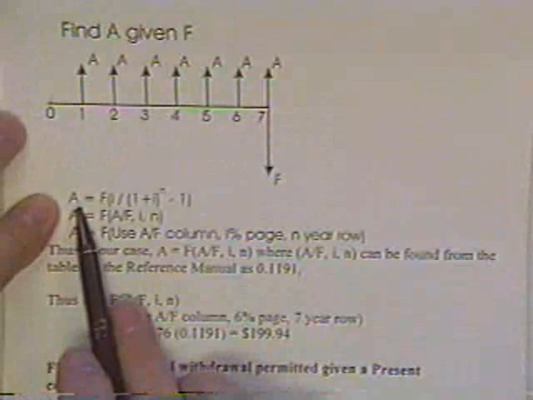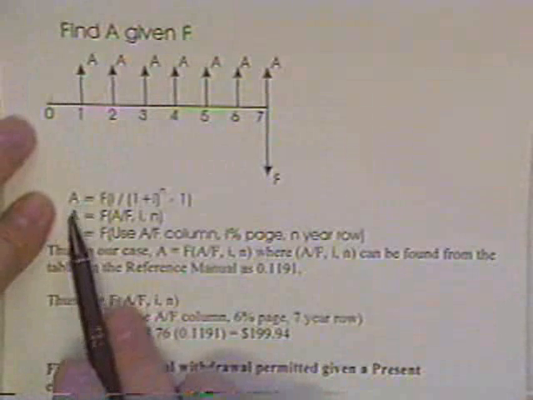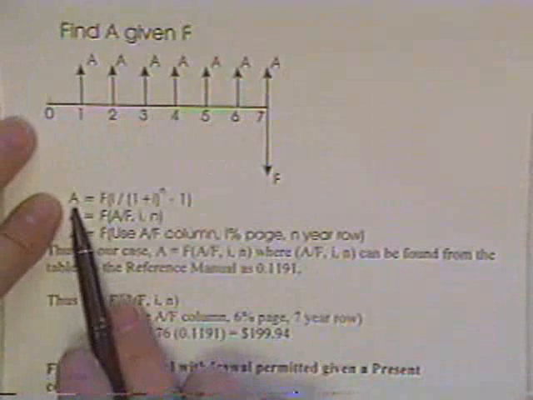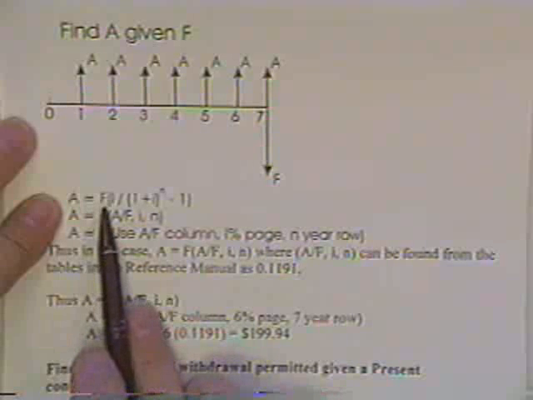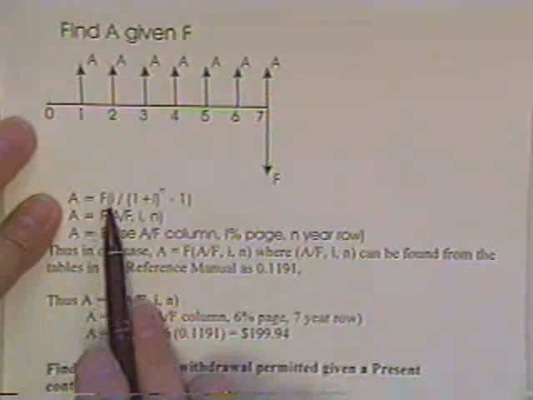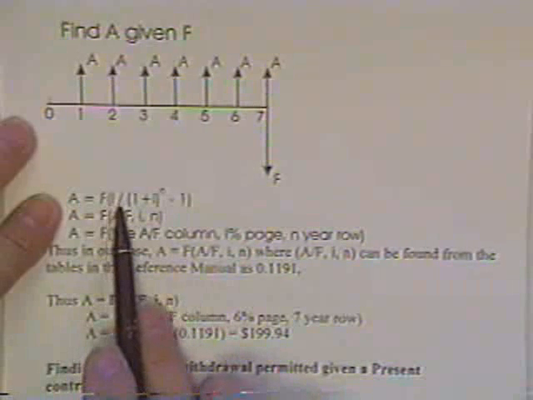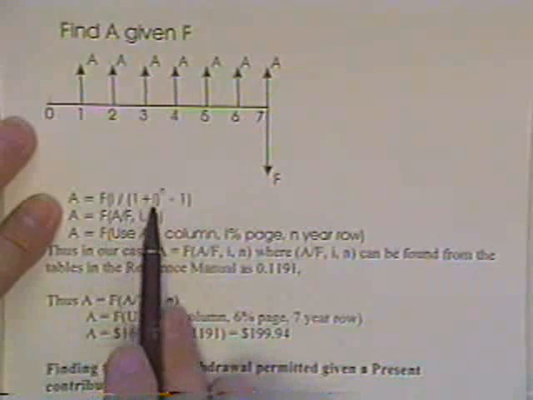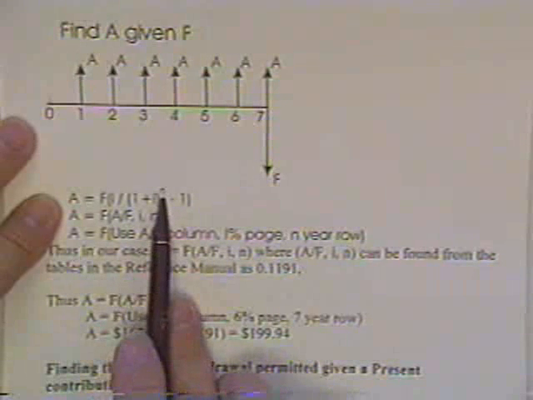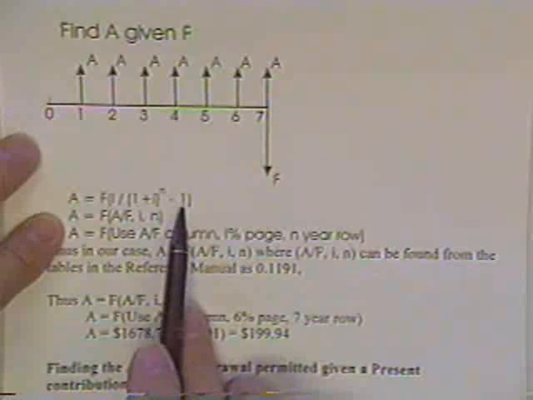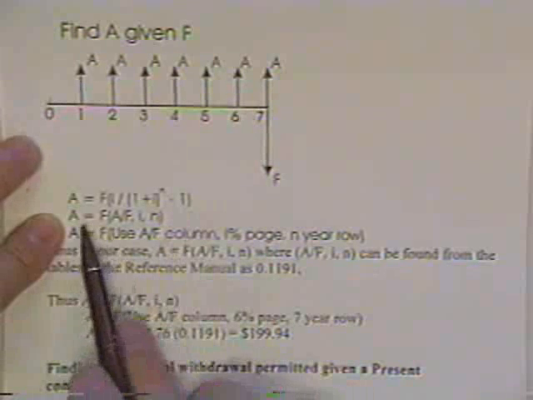The basic equation, you want to see the derivation? I see everyone says no. An annuity can be found by taking the future value you want and multiplying it times this factor: the interest rate divided by 1 plus the interest rate raised to the number of years you're going to be able to make this investment, minus 1. That is, of course, stolen. I took that right out of the reference manual.